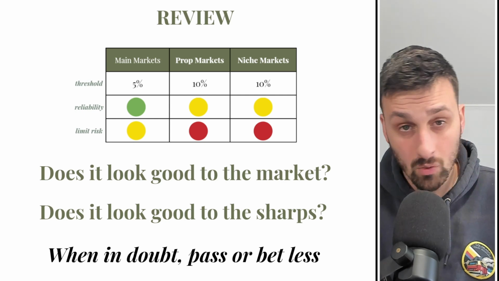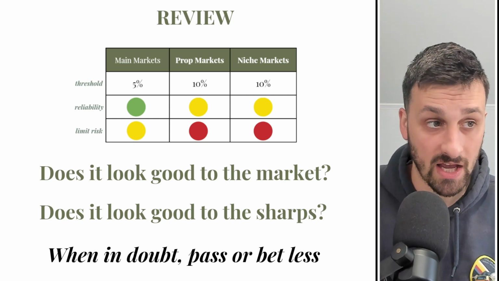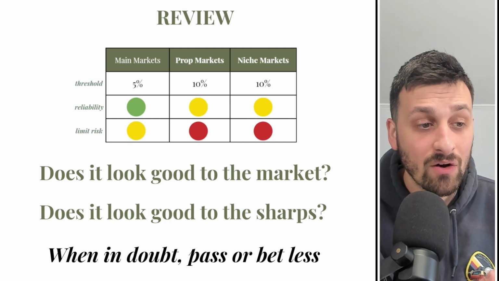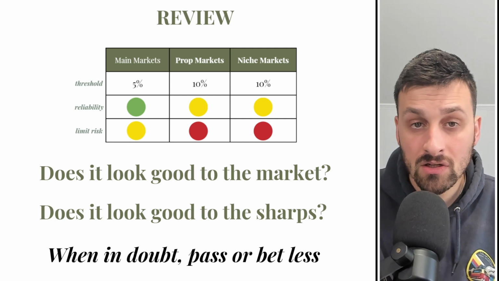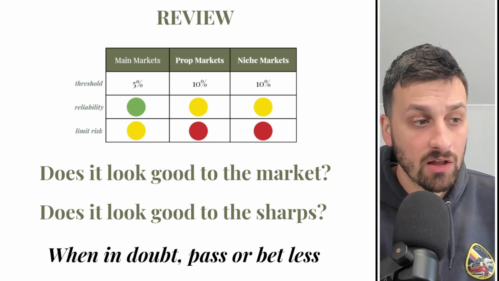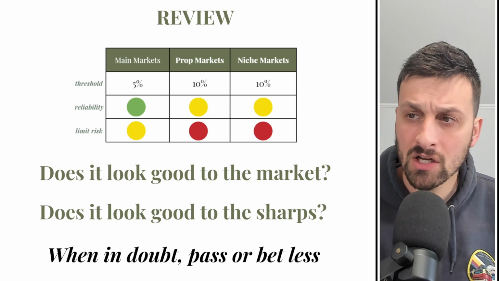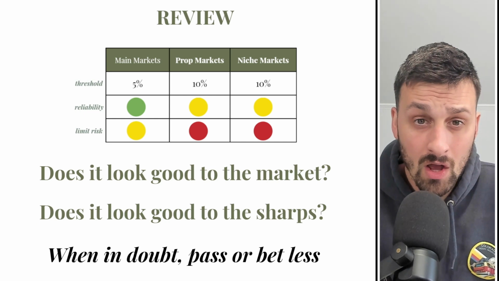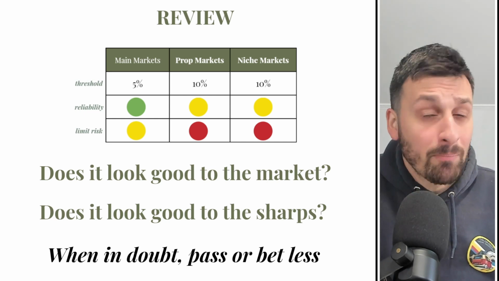Does it look good to sharps? What does FanDuel say? What does Pinnacle say? How do the rec books align with this? And finally, when in doubt, pass on the bet or bet less money. The suggested bankroll allotment is a great tool, but if you're uncomfortable betting $9 on Ty Jerome's rebounds when you don't really know, knock it down to 5 or skip it entirely.